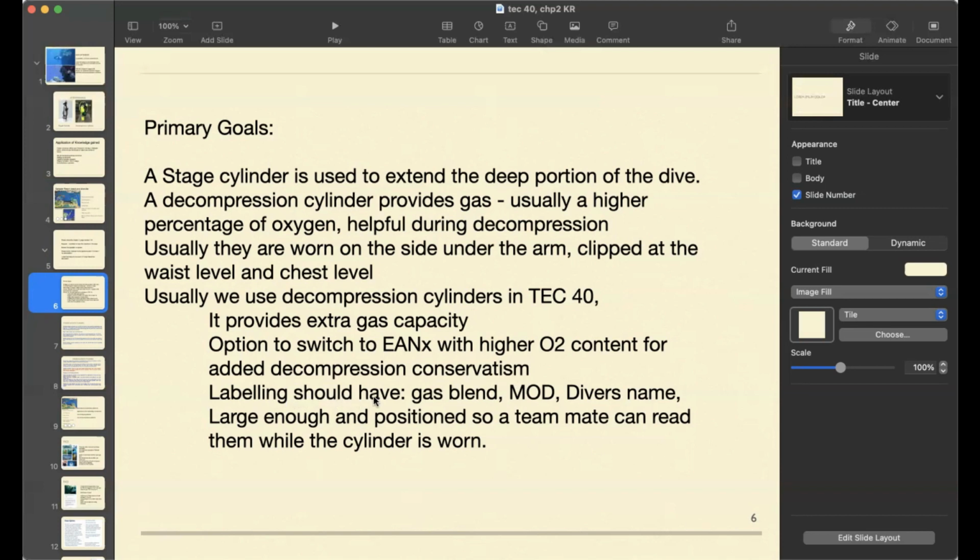Labeling should have the gas blend, maximum operating depth, and the diver's name, and it should be done by the diver himself. The label should be large enough and positioned so that your teammates can read it while the cylinder is on.